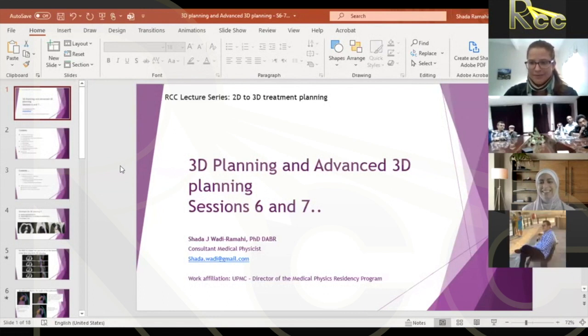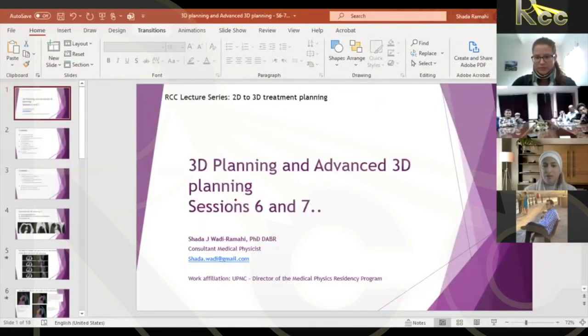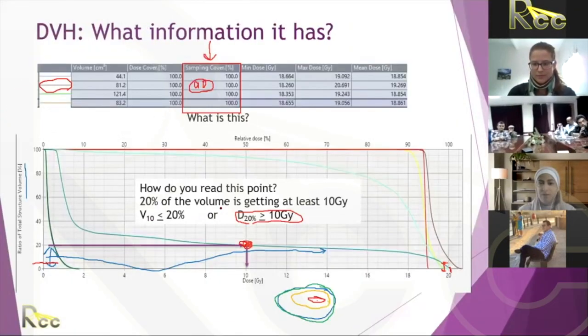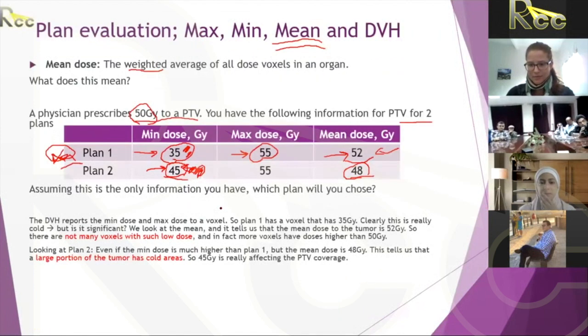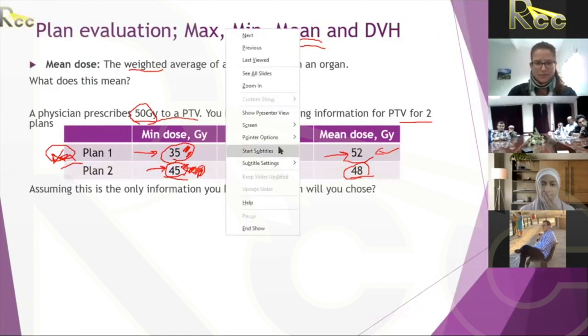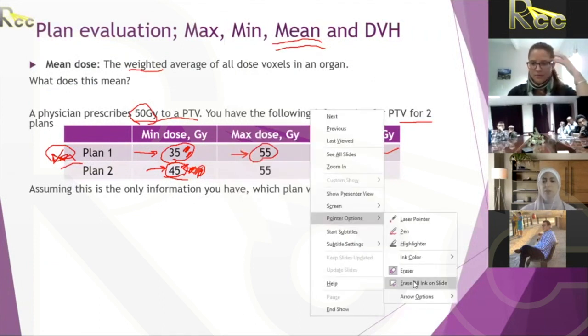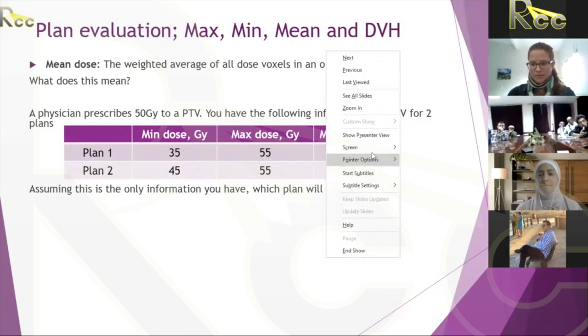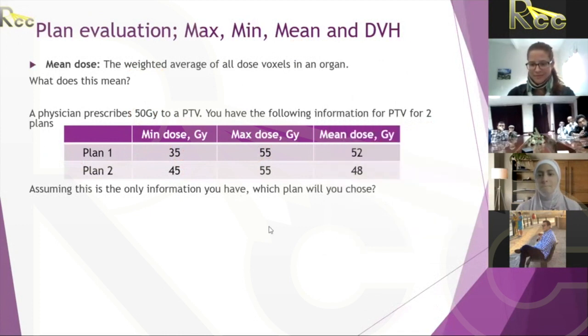I have one question about the DVH before you go in for the next lecture. Go ahead. What's your question about DVH? In the previous slide, you mentioned that plan, the first plan, the previous from that. This one? Yes. Here you go for the minimum dose. So my question is why I'm choosing plan one, not plan two?